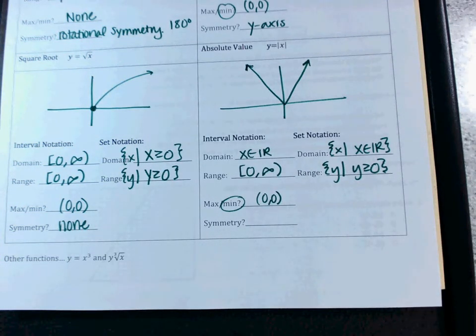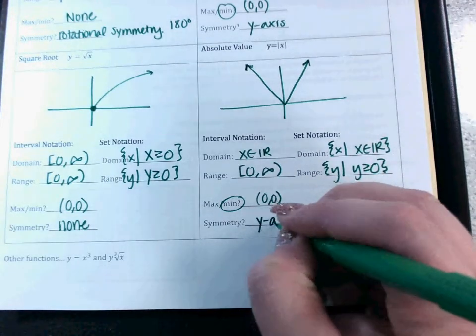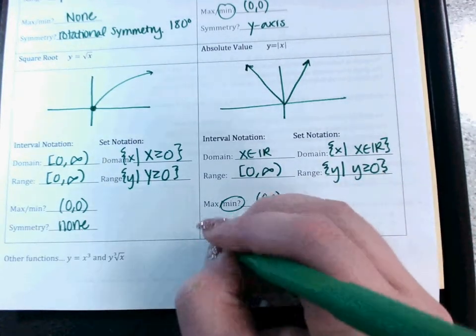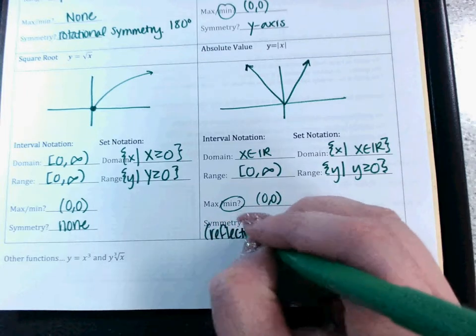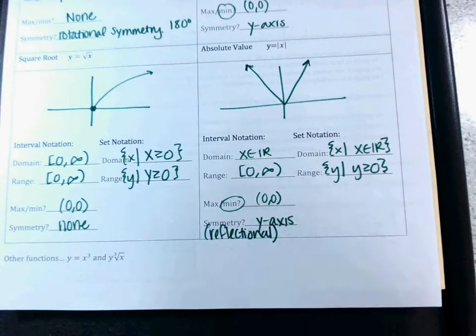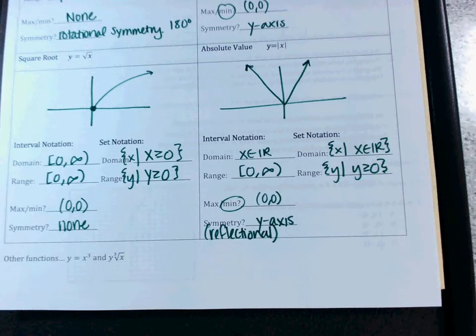Does this one have a symmetry? What's the symmetry line going to be? The y-axis. Very good. Now remember, specifically this is a reflectional symmetry. Okay, the only other kind of symmetry is a rotational symmetry. So if you want to make a little note of that, you can.